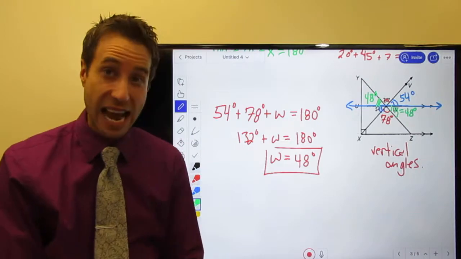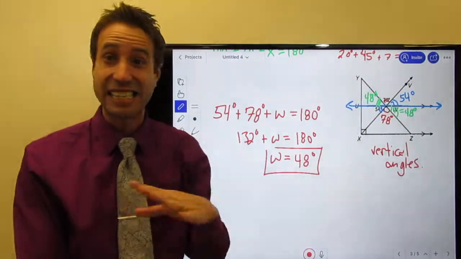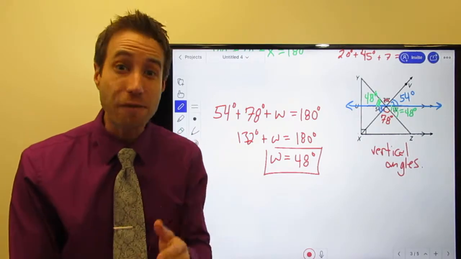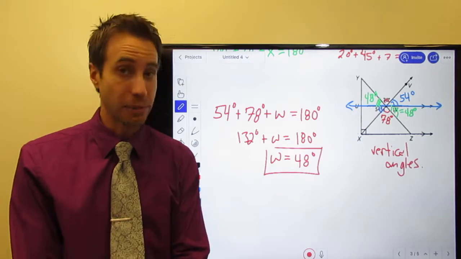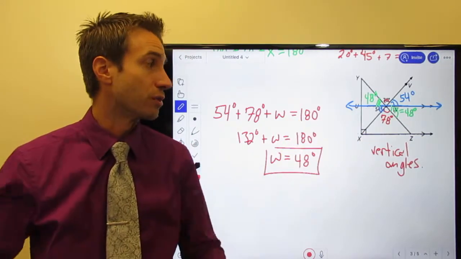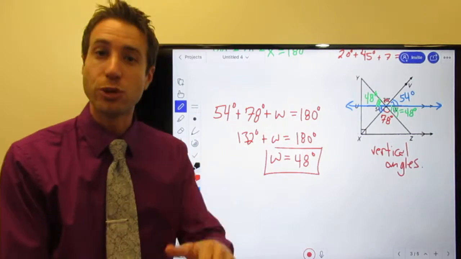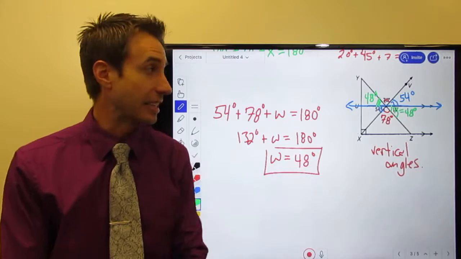And even though I didn't ask you to do so, look at what you just did. You just solved that entire diagram. You now know every angle measure, which actually probably will wind up being some sort of test question. I give you the diagram, and I just ask you to find everything, right? Which you can easily do using vertical angles and what you know about a linear pair.